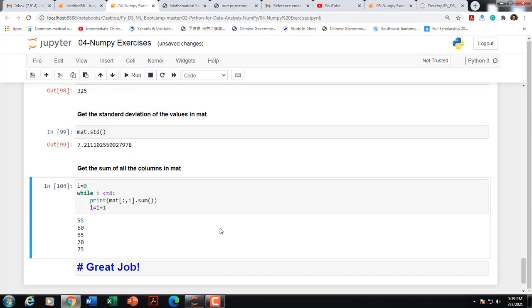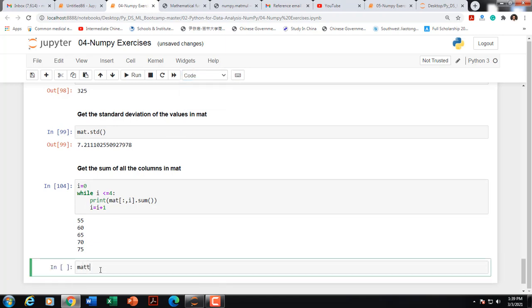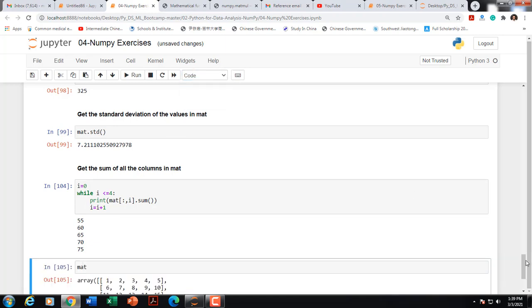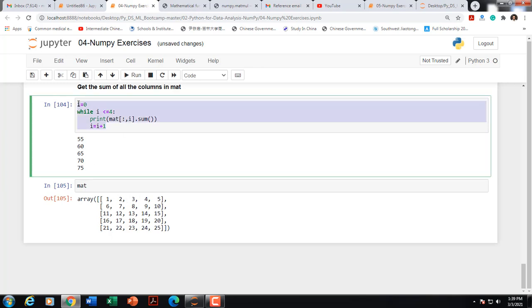Yes. So yeah, this is column by column addition of elements inside of my matrix over here. So if I were to look at mat again, oops, this is a code cell. If I were to add 1, 6, 11, 16, 21, I would get 55. If I were to add this column 2, 7, 12, 17, 22, I would get 60, and so forth. So this is one way of doing it. I'm pretty sure there is a better way of doing this, but yeah.